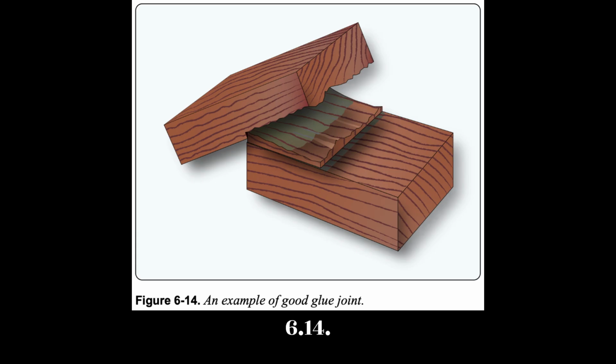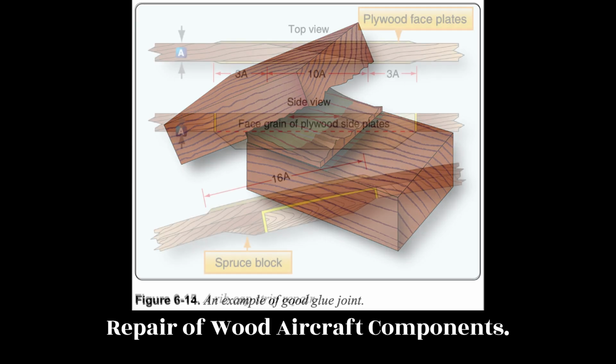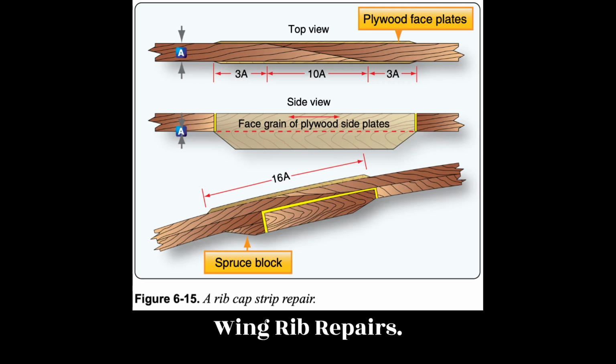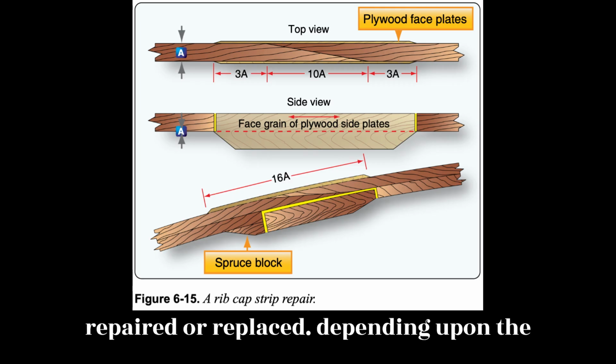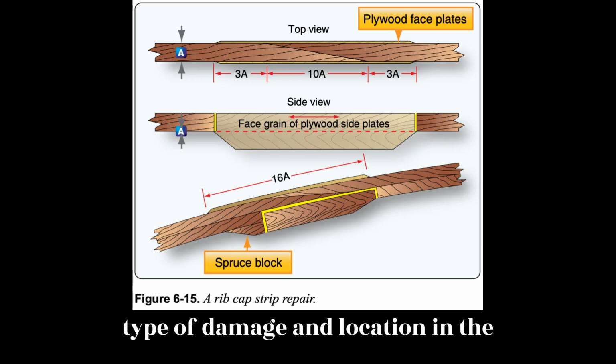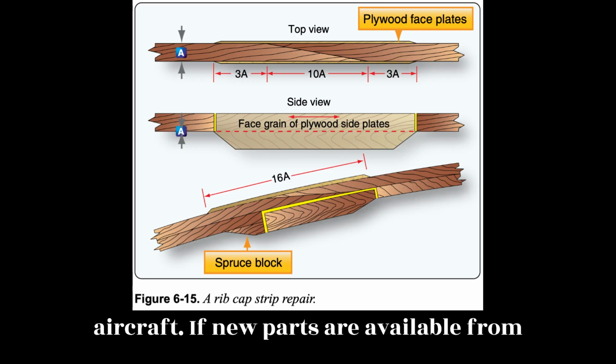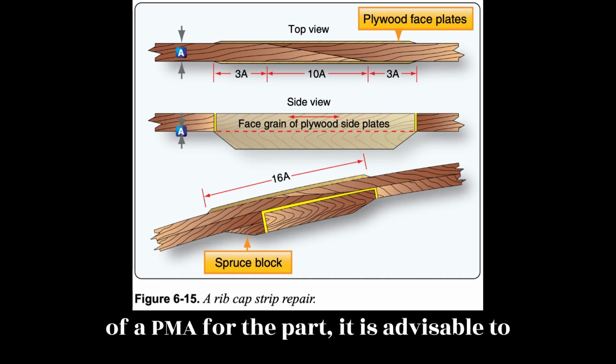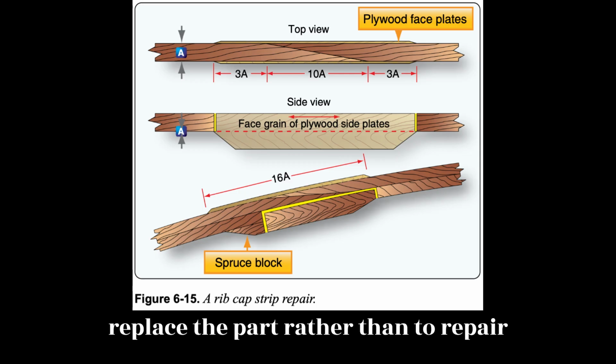Figure 6.14, Repair of wood aircraft components. Wing rib repairs. Ribs that have sustained damage may be repaired or replaced, depending upon the type of damage and location in the aircraft. If new parts are available from the aircraft manufacturer or the holder of a PMA for the part, it is advisable to replace the part rather than to repair it.